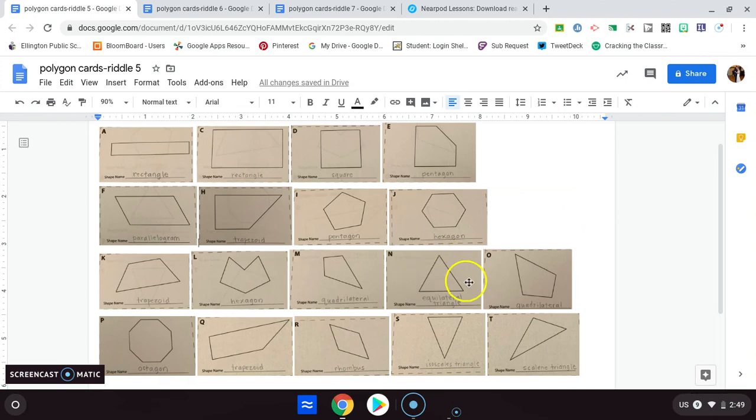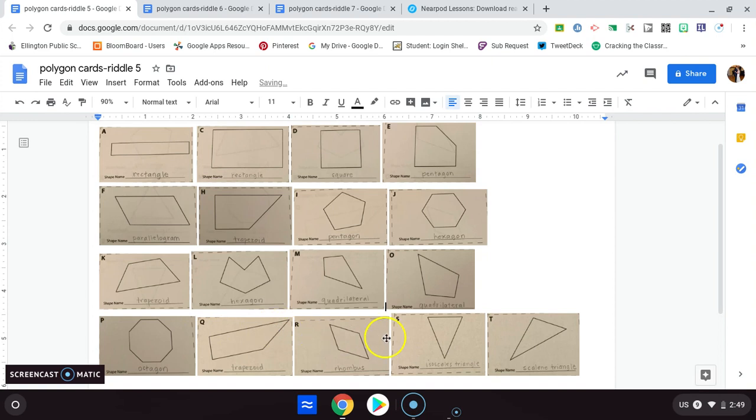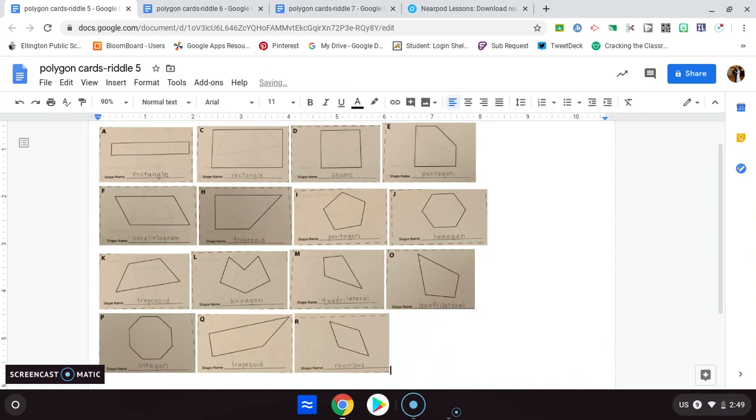Triangle, 1, 2, 3 vertices. Nope. It has more than that. And the last two. Okay, make sure you put those cards to the side. They're out of the way. Okay, my polygon has no parallel lines.